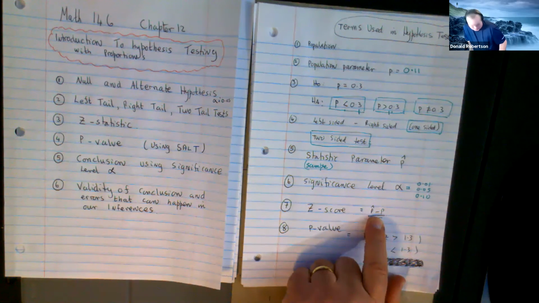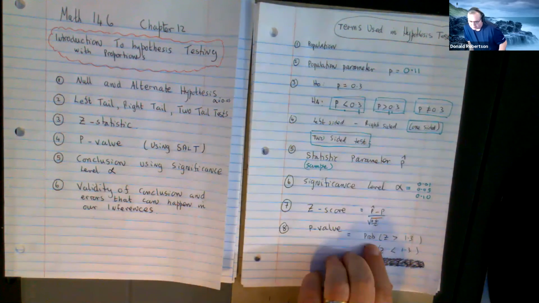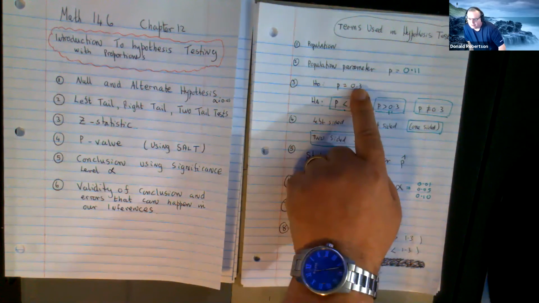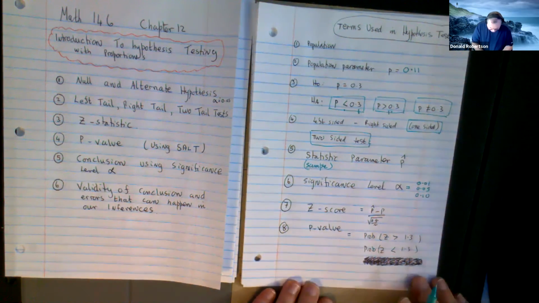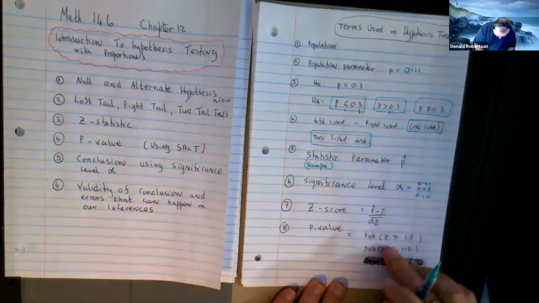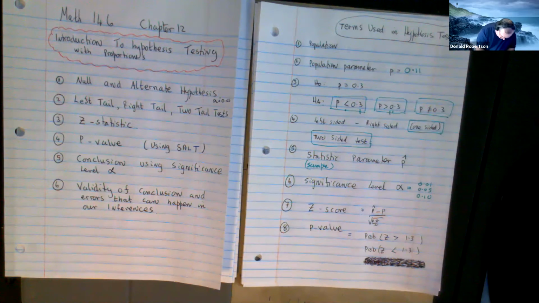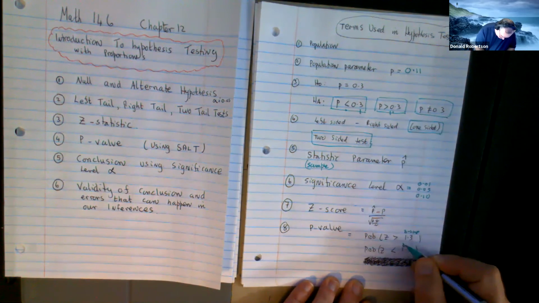The z-score: p hat, the sample statistic, take away p, which in this case would probably be 0.3, divided by the square root of pq over n, where you use that number there as your p and your q, and n comes from your sample. And then you get the p-value. The p-value is the probability that z is bigger than your z-score, or that it is less than your z-score.